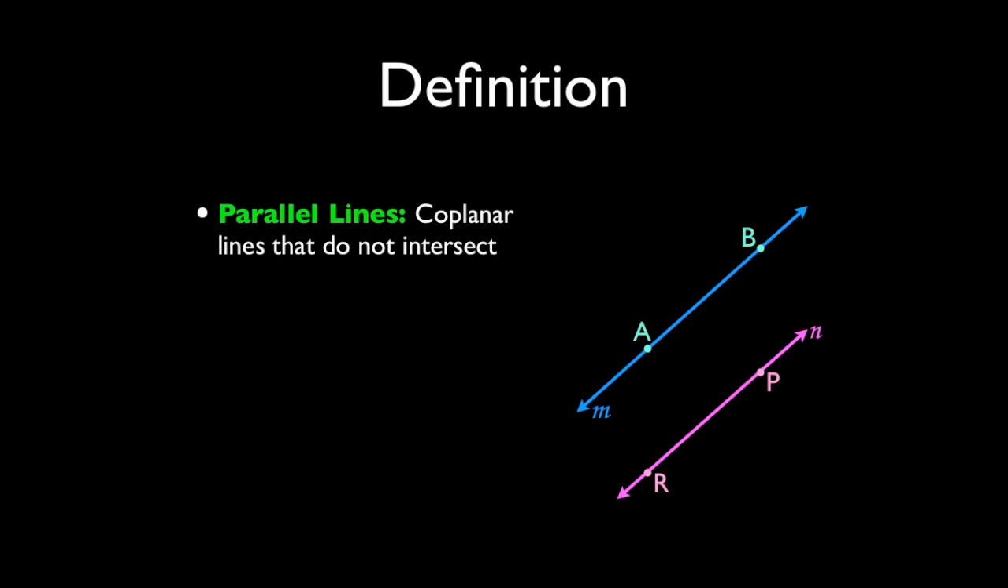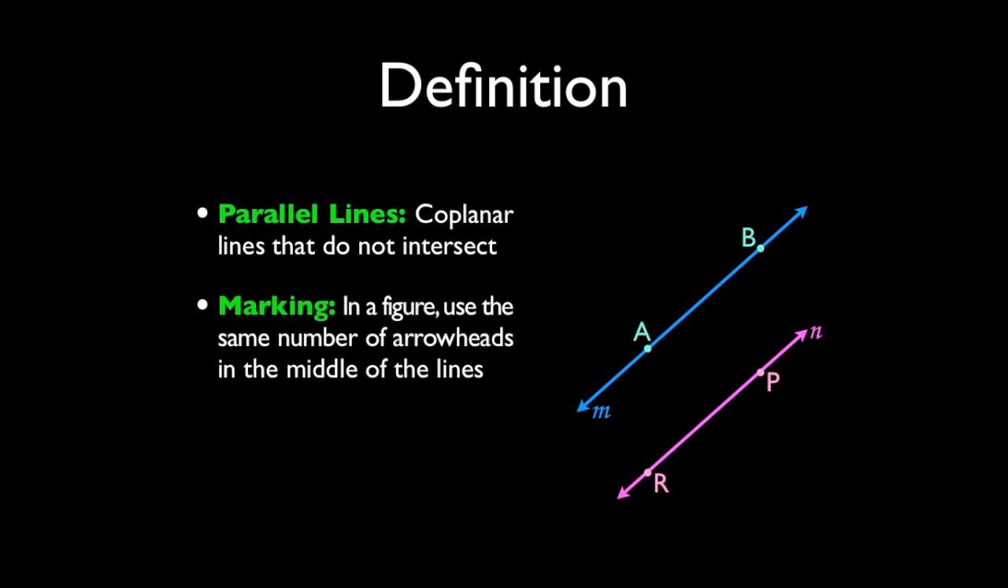Well, what if they don't intersect? There are two possibilities. One possibility is they can be parallel. So parallel lines are coplanar lines that do not intersect. Now the word coplanar is important. They do have to be on the same plane. We will mark them by using two arrowheads in the middle of the figures. So see those yellow arrowheads? That tells us that line M and line N are parallel.